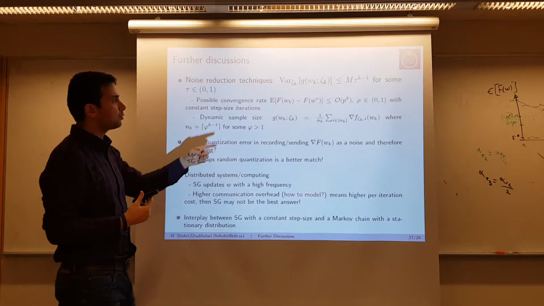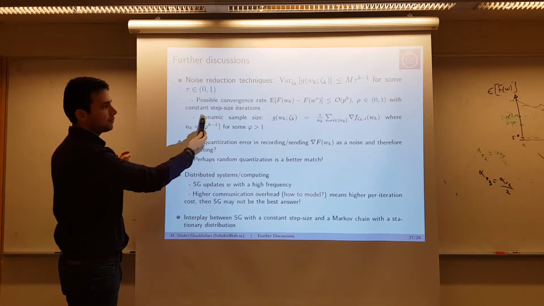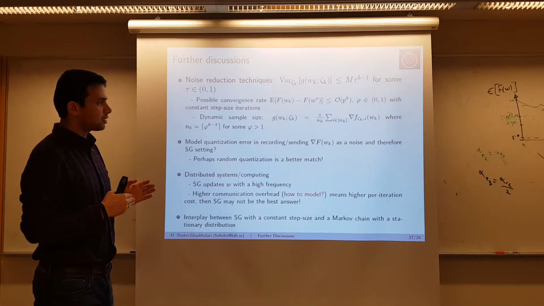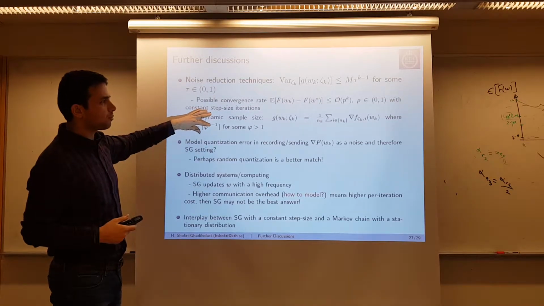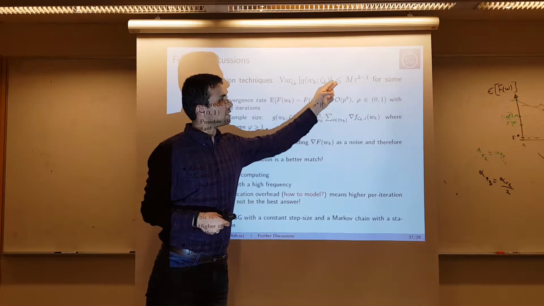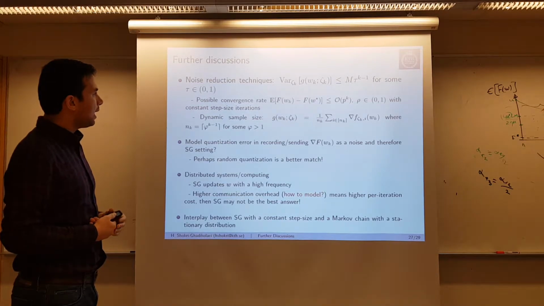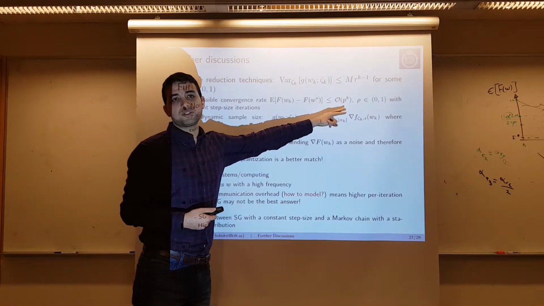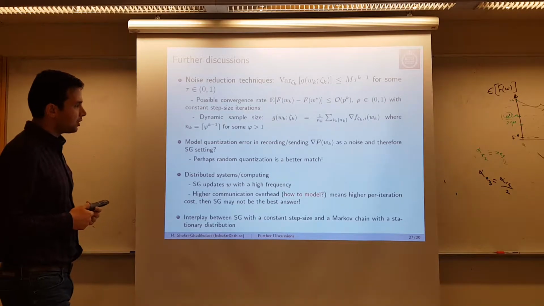The question is how to realize that. One way is to use a mini batch of this form. Just increase the size of your mini batch as time goes on. You can easily show that this form of sampling, increasing the size of the mini batch as time goes, would exactly simulate this form of variance. The variance would be smaller and smaller as time goes, and then we can have a convergence rate of this form, and that's quite great, with a constant step size iteration.